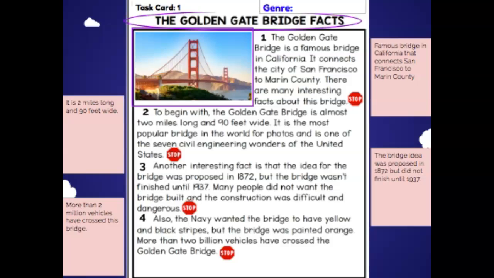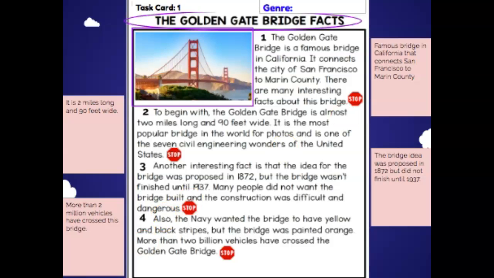The Golden Gate Bridge is a famous bridge in California. It connects the city of San Francisco to Marin County. There are many interesting facts about this bridge. So I'm going to stop and I'm going to gist. It's a famous bridge in California that connects San Francisco to Marin County.